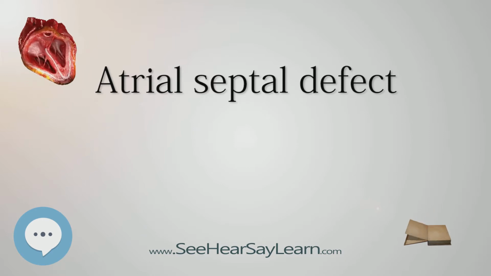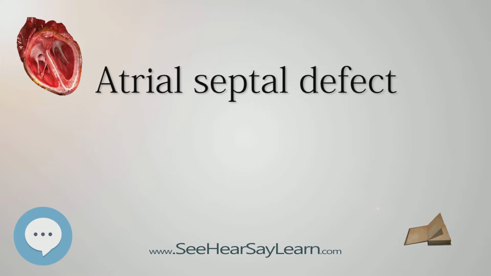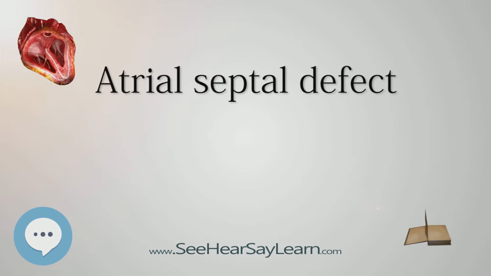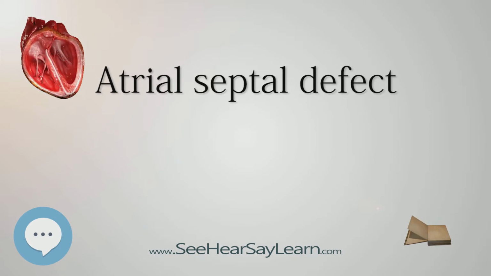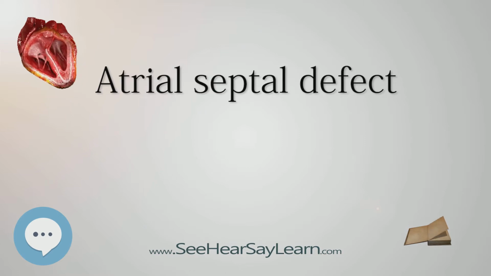In addition to the PR prolongation, individuals with a primum ASD have a left axis deviation of the QRS complex, while those with a secundum ASD have a right axis deviation of the QRS complex. Individuals with a sinus venosus ASD exhibit a left axis deviation of the P wave, not the QRS complex. A common finding in the ECG is the presence of incomplete right bundle branch block, which is so characteristic that if it is absent, the diagnosis of ASD should be reconsidered.